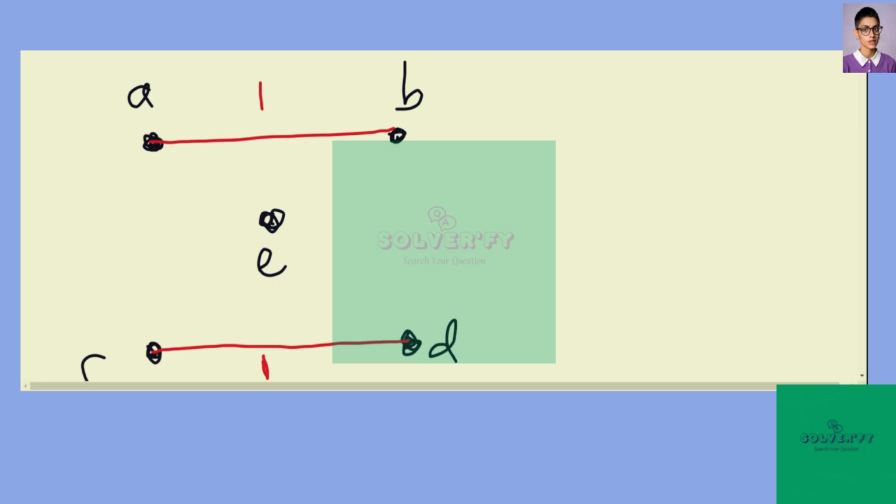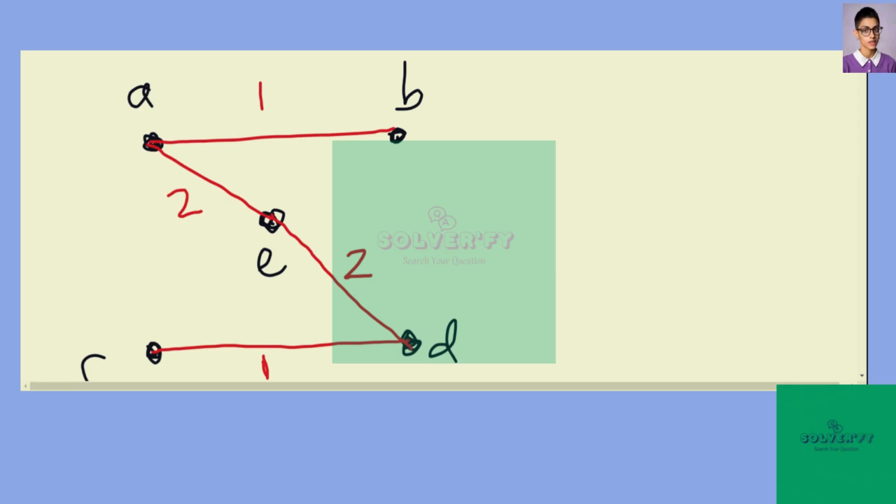Now, in the remaining graph, the smallest weight of 2 occurs between A and E and between D and E. So first let's add A and E. This does not cause a circuit, so that's perfectly valid. And if we were to add D and E, we still wouldn't cause a circuit, so this is also valid. So we'll add D and E. And now notice that we have a connected graph.